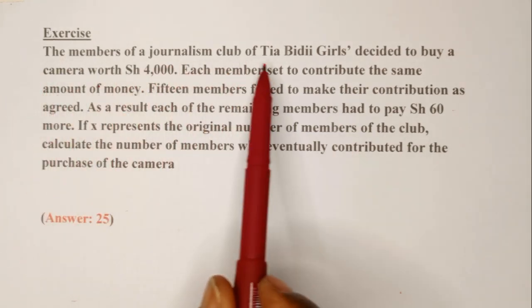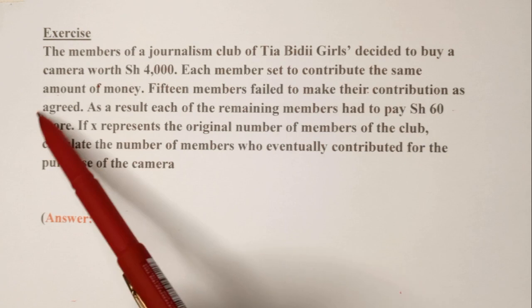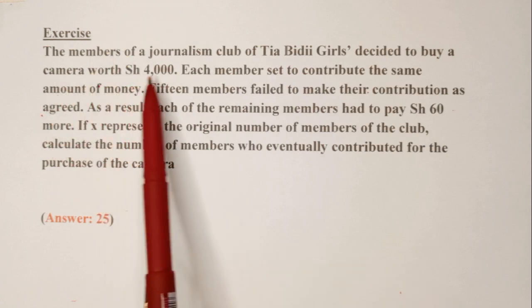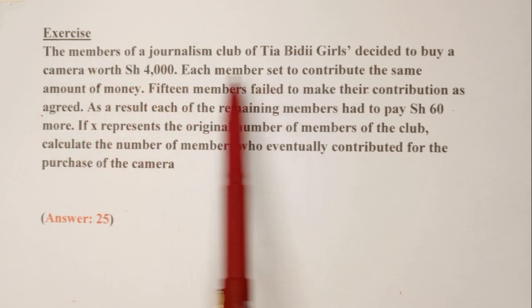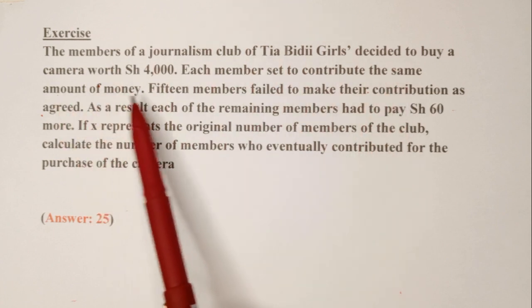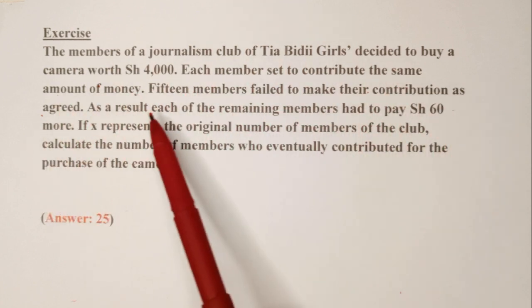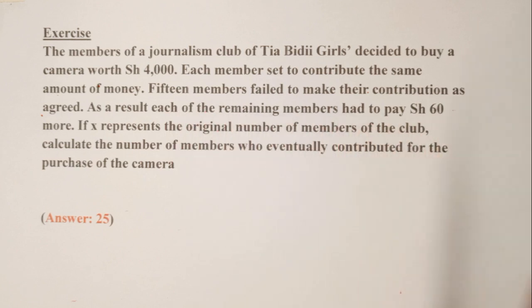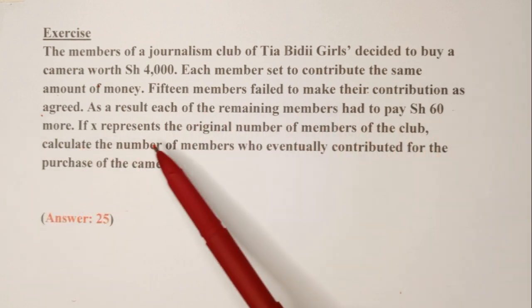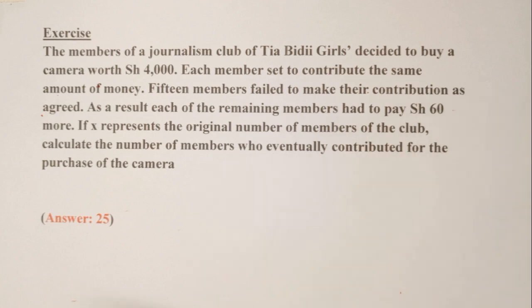The members of a journalism club of a girls' school decided to buy a camera worth 4,000. Each member was to contribute the same amount of money. 15 members failed to make the contributions as agreed. As a result, each of the remaining members had to pay 60 more. If x represents the original number of members of the club, calculate the number of members who eventually contributed for the purchase of the camera.